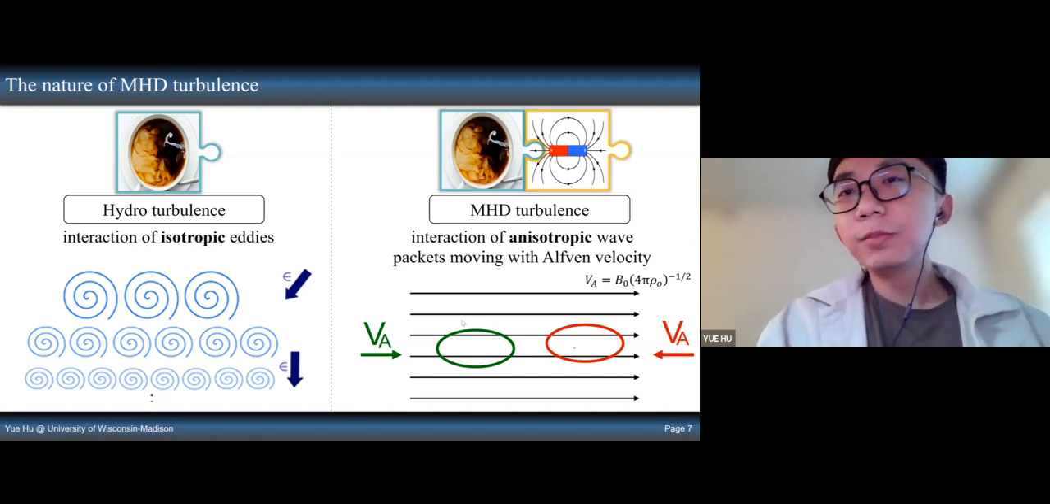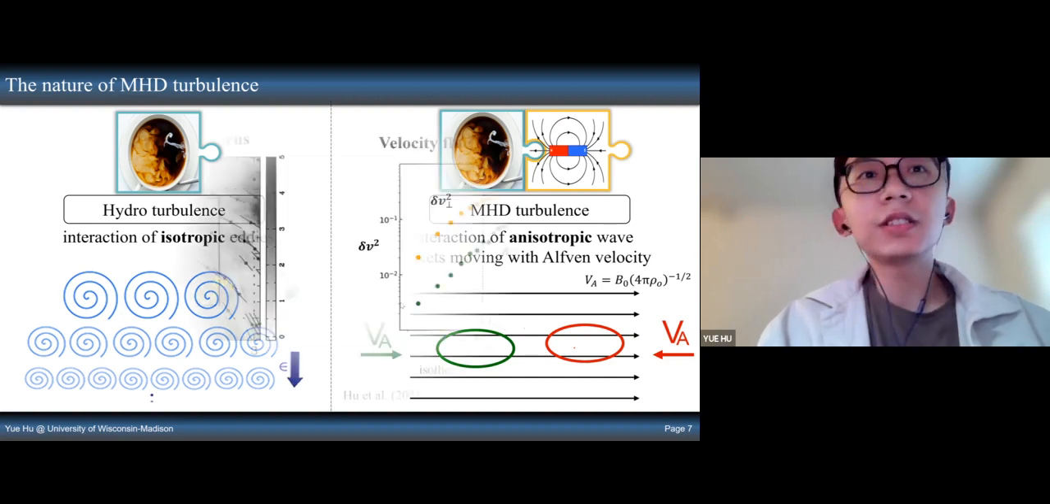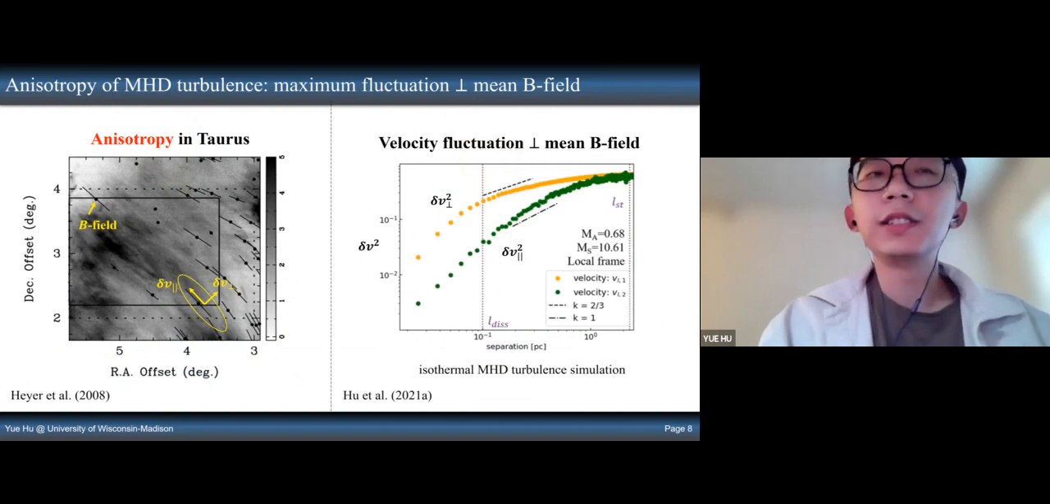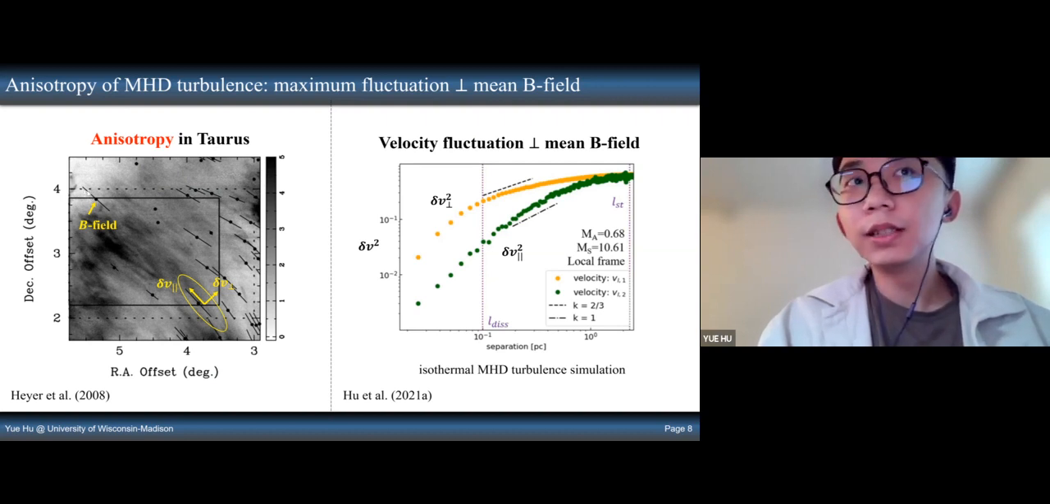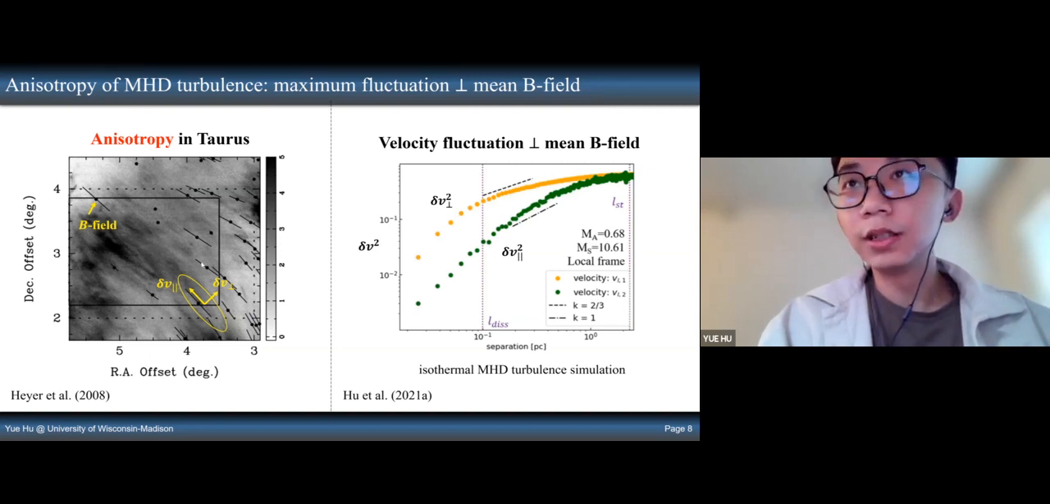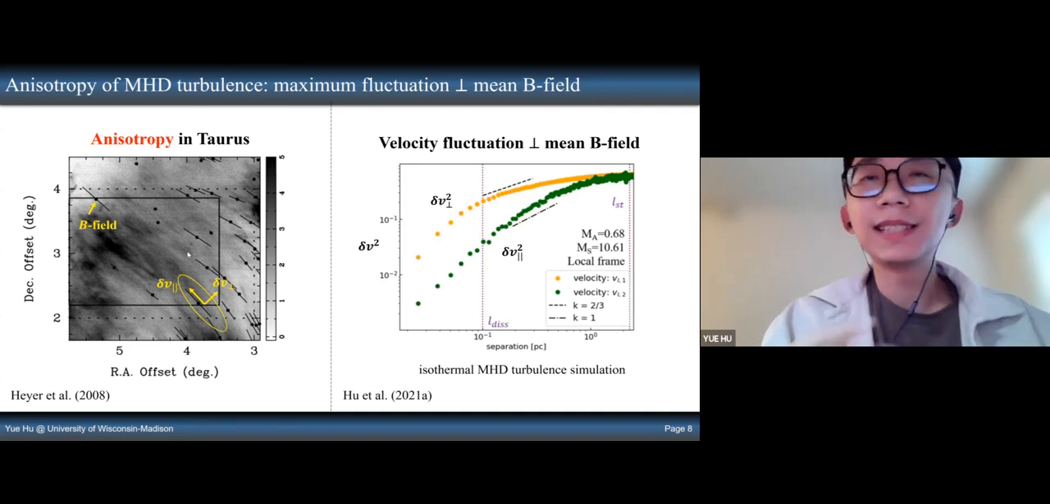So the anisotropy means the eddies are elongated along the magnetic field line, and this anisotropy is widely observed. Here I show an example in Taurus, where the black segments are the magnetic field measured by starlight polarization. And we see apparent striations, or elongation of structures, along the magnetic field line. That's the anisotropy I talked about before.